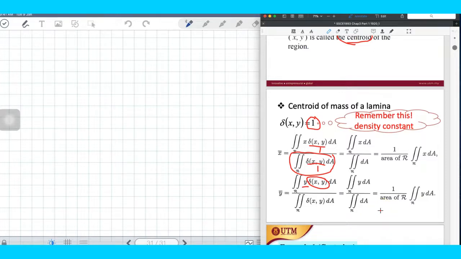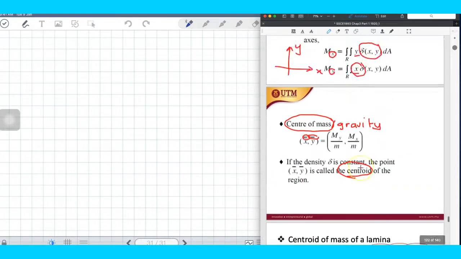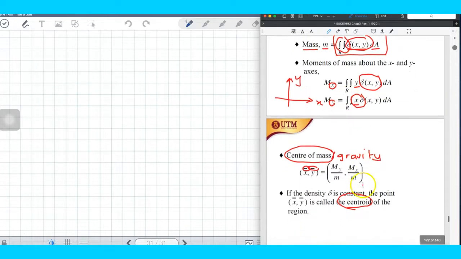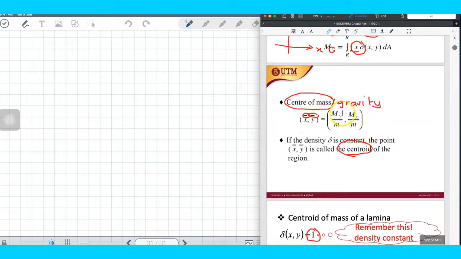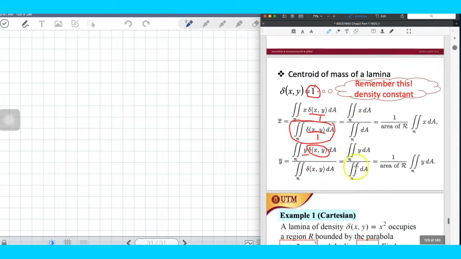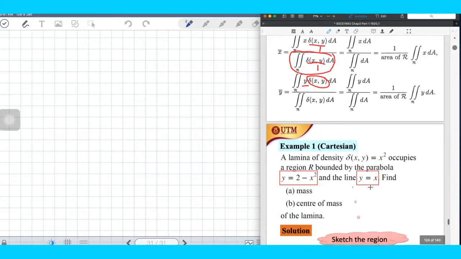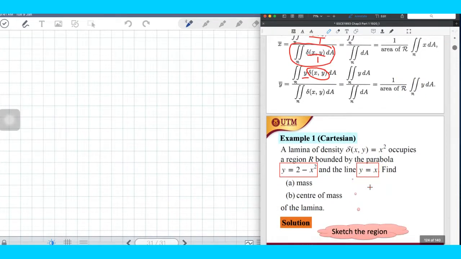So normally we don't memorize this, but then it's up to you. But normally the important thing here is that you have to know how to compute the mass, the moment of mass, and the center of mass or gravity, and also the centroid. But if you can memorize this, it is extra for you, because this one is only for delta equal to 1. But if you have delta equal to k, for example a constant k, the k should be somewhere over here. So here it's just applying the formula and plugging into the double integral and so on.